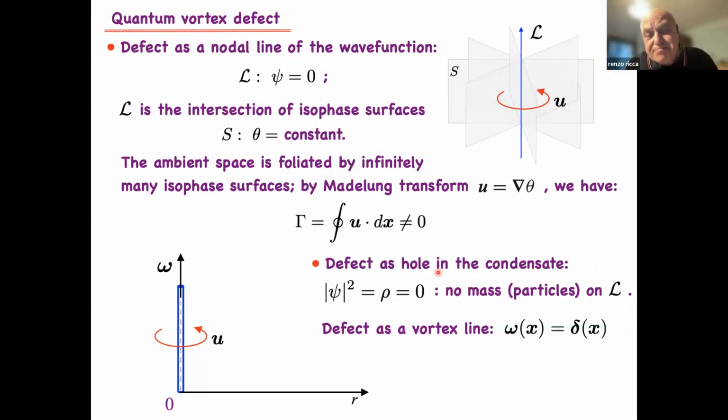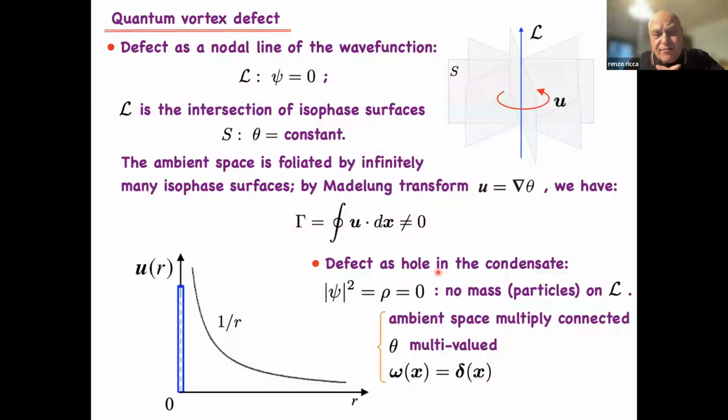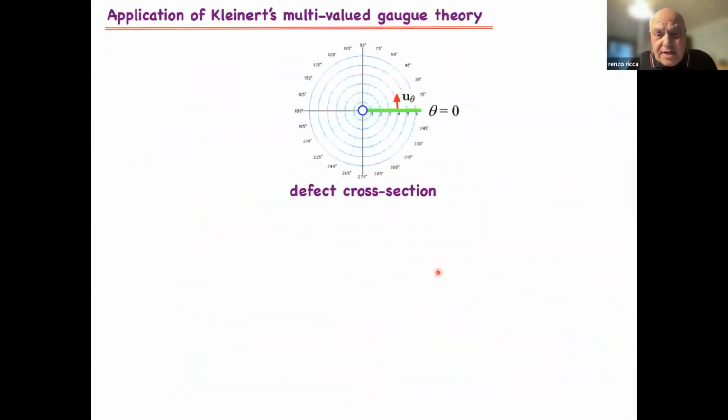A hole makes the ambient space multiply connected. So the velocity away from the hole typically goes with 1/r behavior. The ambient space is multiply connected. Theta is multi-valued. So we have to apply multi-valued gauge theory. And this is done by using Kleiner's multi-valued approach, which I find particularly useful because it highlights the physics as well, rather than using analytical techniques typical of functional analysis.